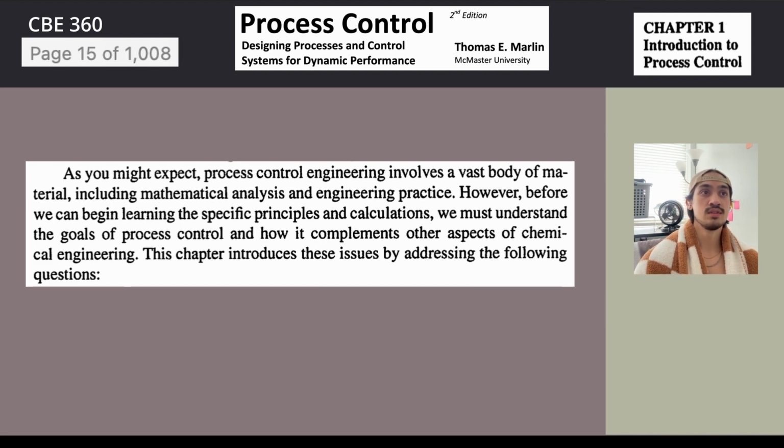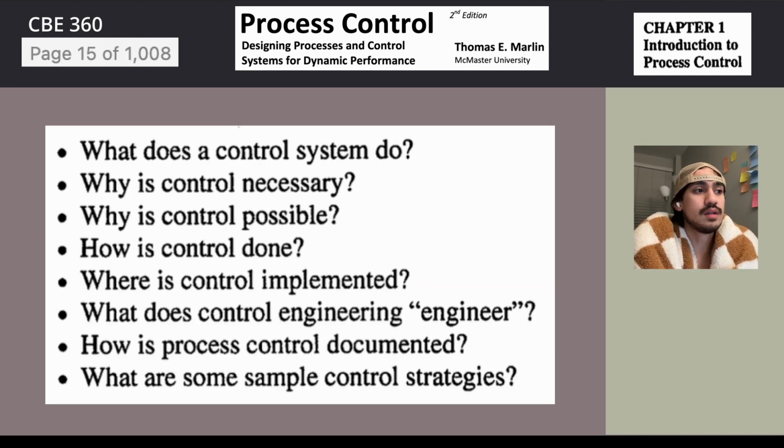This chapter introduces these issues by addressing the following questions. What does a control system do? Why is control necessary? Why is control possible? How is control done? Where is control implemented? What does control engineering engineer? How is control process documented? And what are some sample control strategies?